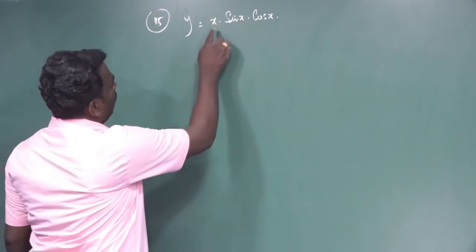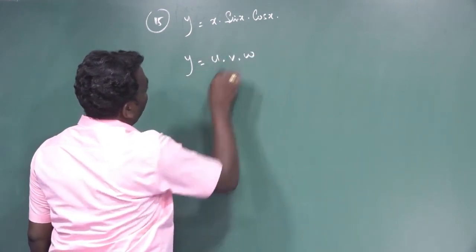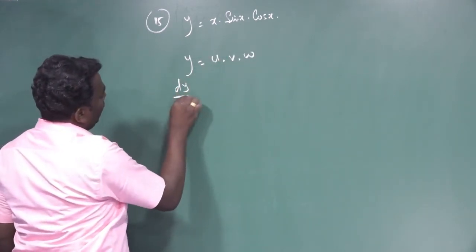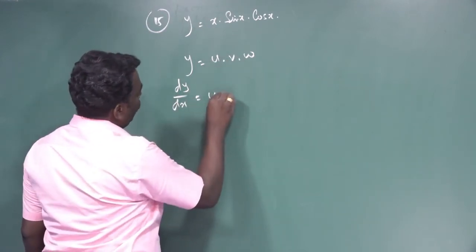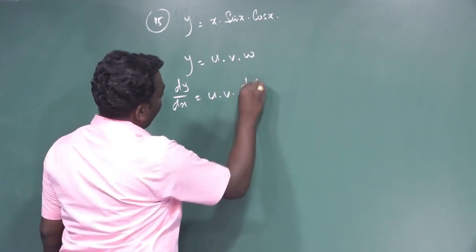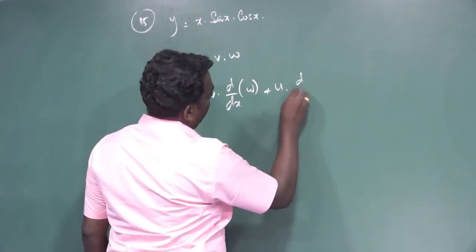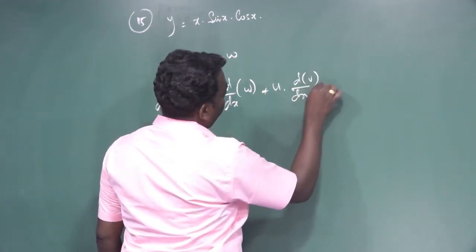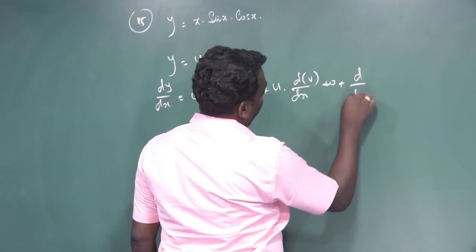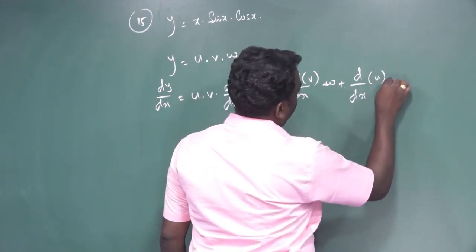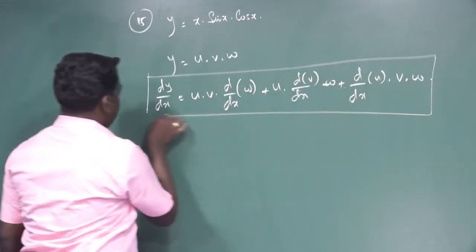Question number 15, y equals x sin x cos x. Now we know that for three terms in a product, we can take the form u into v into w. Differentiation dy by dx is equal to: keep the first two terms, u and v, as they are and differentiate the last one, d by dx of w, plus keep u as it is, differentiate the second term, d by dx of v, into w, plus differentiate the first term, d by dx of u, into v into w. Apply this product rule to differentiate the given equation.